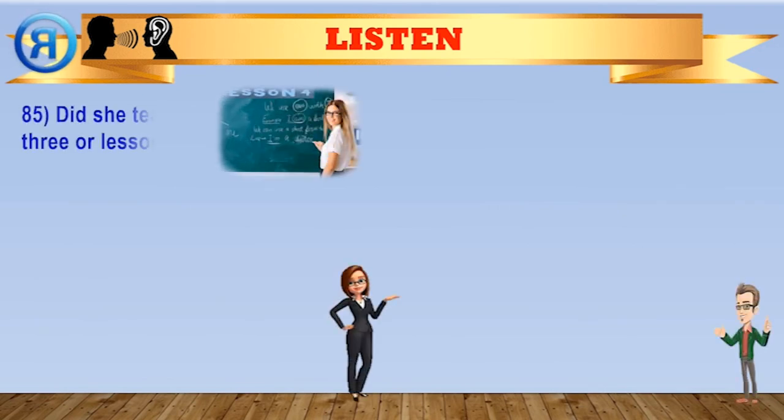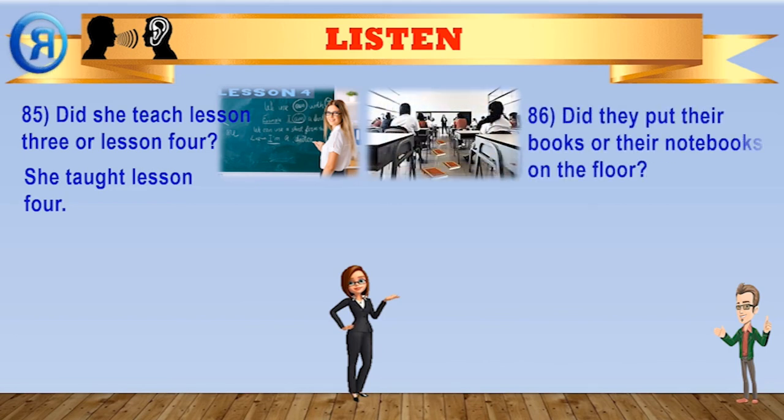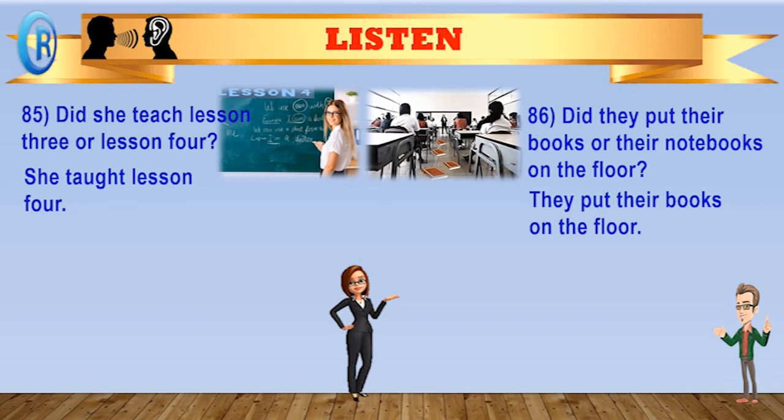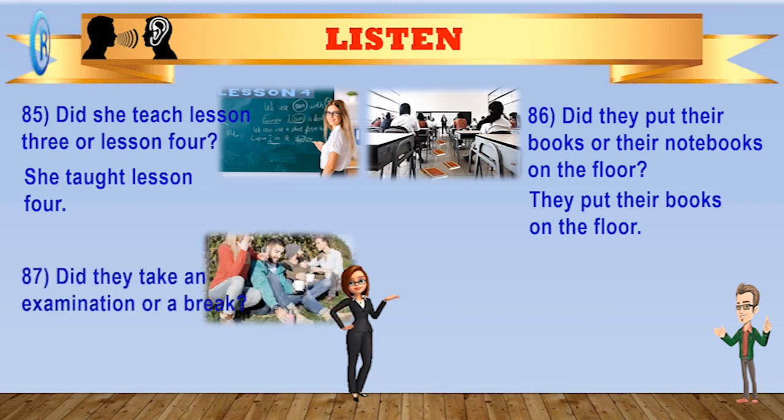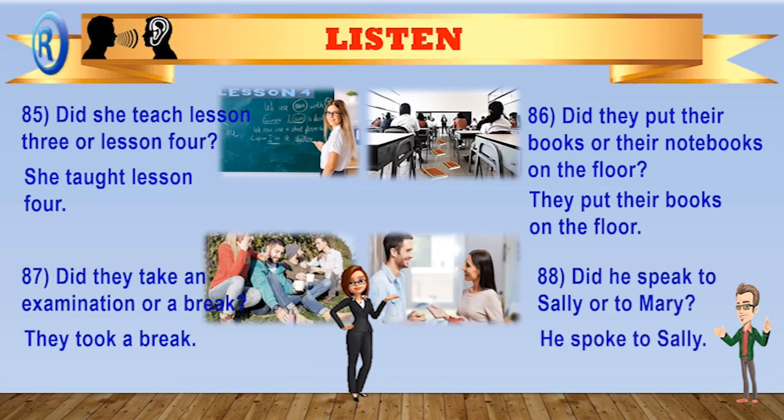85. Did she teach lesson 3 or lesson 4? She taught lesson 4. 86. Did they put their books or their notebooks on the floor? They put their books on the floor. 87. Did they take an examination or a break? They took a break. 88. Did he speak to Sally or to Mary? He spoke to Sally.